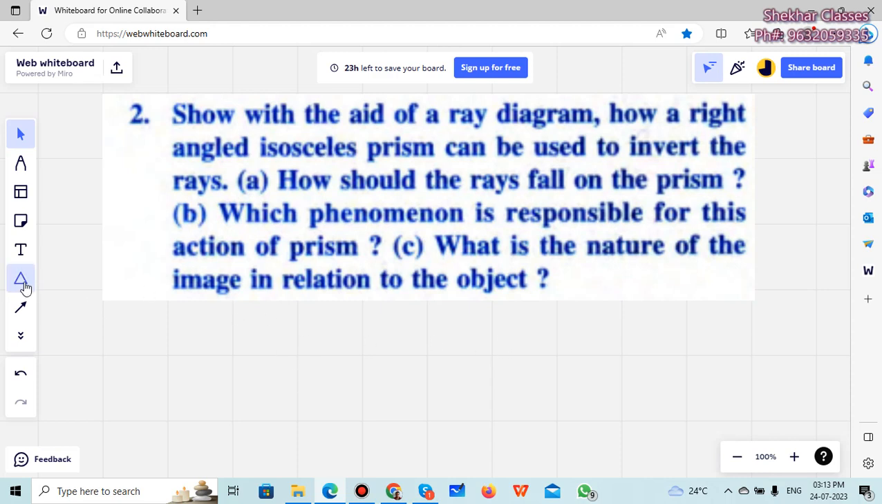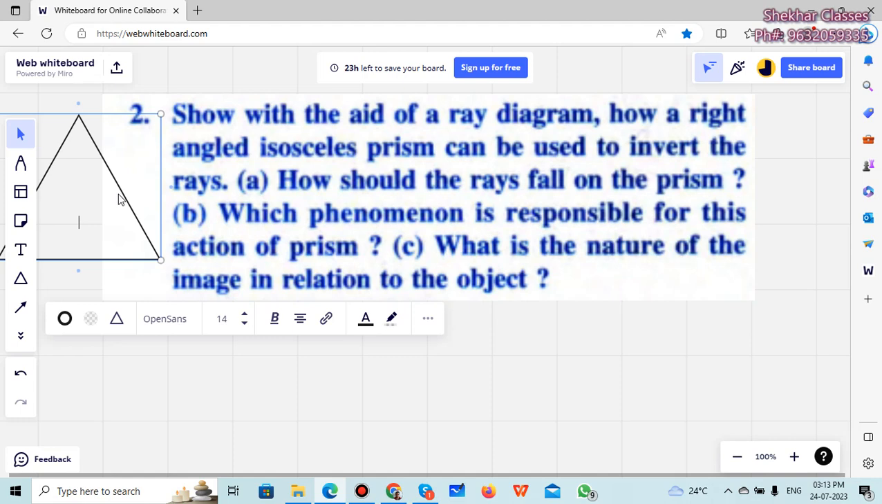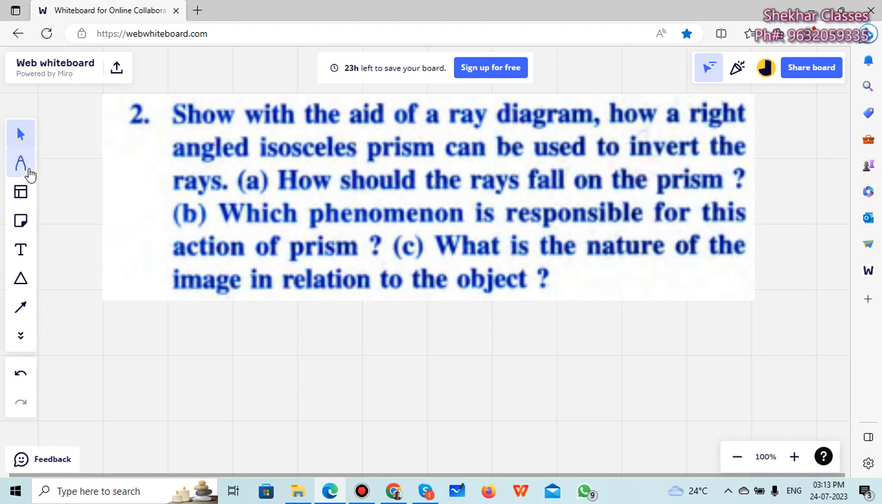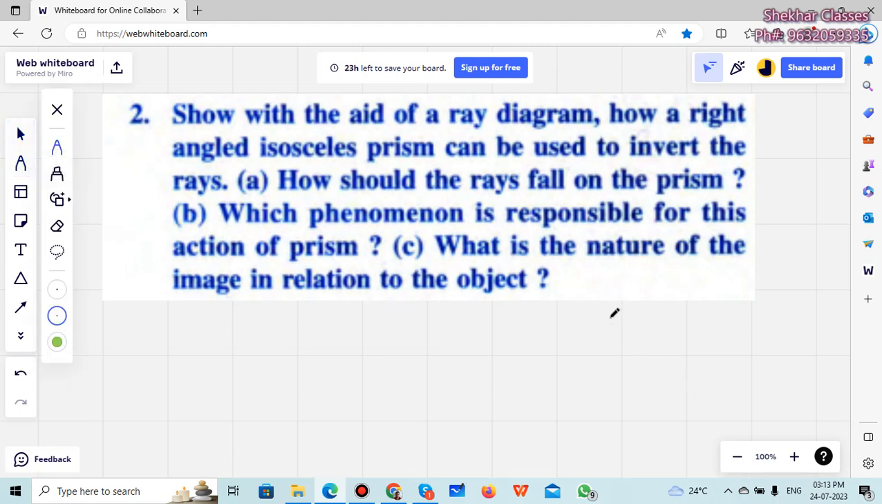So remember, we had done earlier a diagram wherein it cannot be 90 degrees, so I can't take it here. So we have to draw a 90 degree. Okay. See, if it is a 90 degree, isosceles, 45 and 45. The question they are asking is how should the ray fall on the prism so that it is an inverted ray? How a right angle isosceles prism can be used to invert a ray.